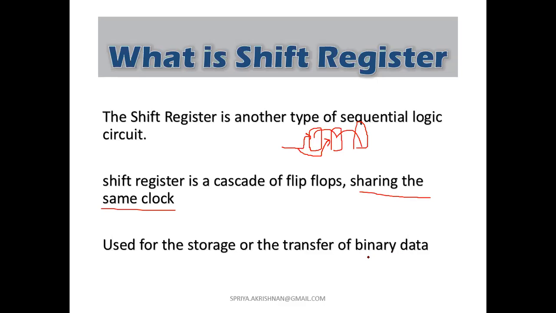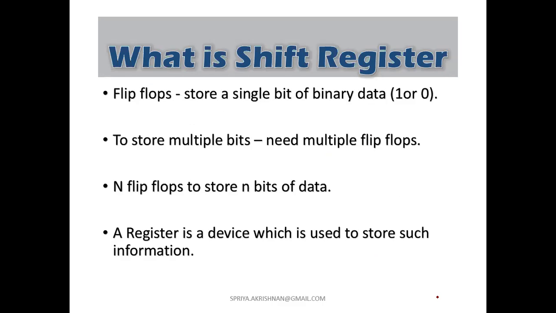So I have given 10 documents to print to my printer. My printer is saving those 10 documents in some temporary memory location. Okay, then it is printing one by one. So that is how it is used for the storage of some data. Shift register is also used for that.